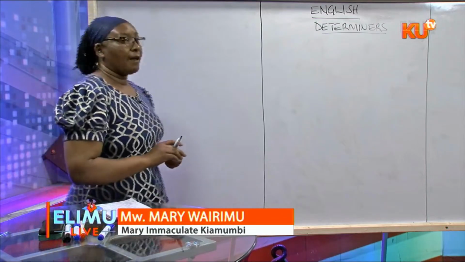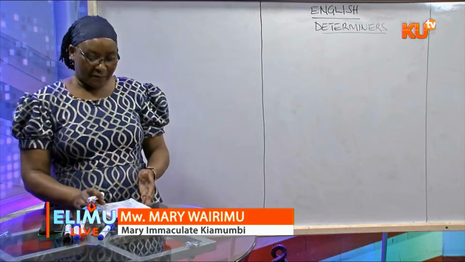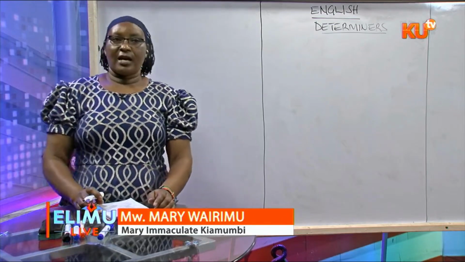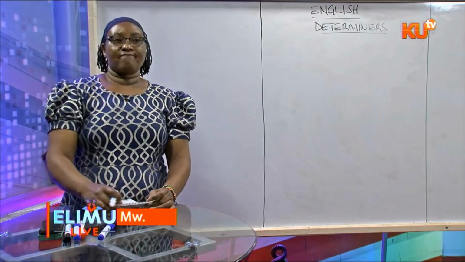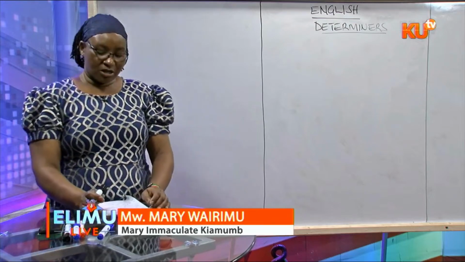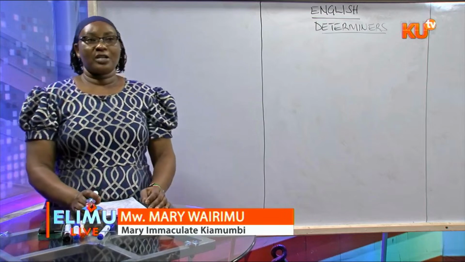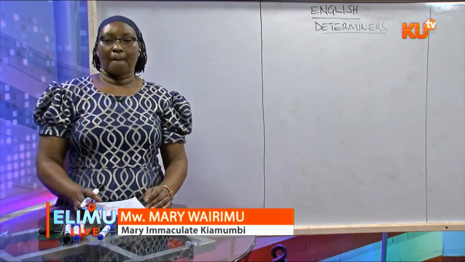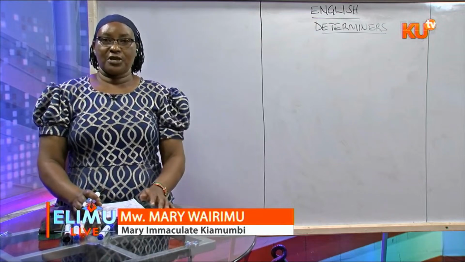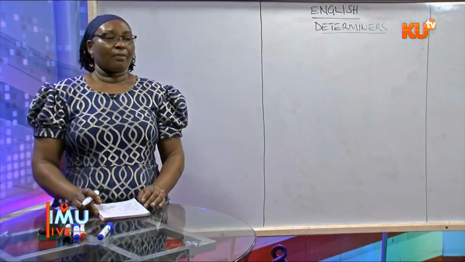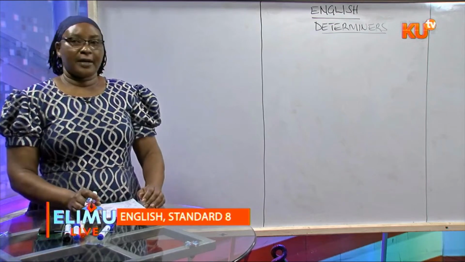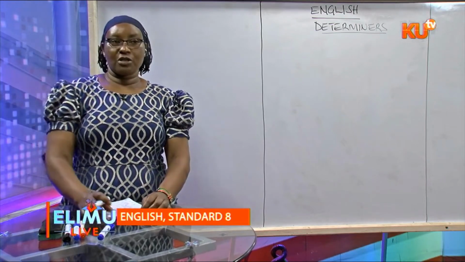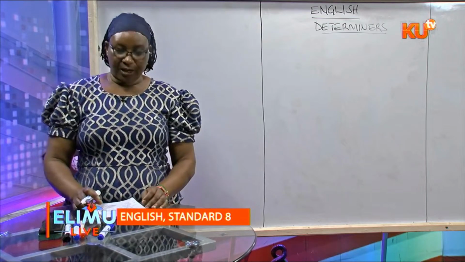So I've said the topic is on determiners. Now, determiners are English words which come before nouns, and we all know what nouns are. Nouns are names of people, names of places, and things. So we use determiners before the nouns, not after the nouns.